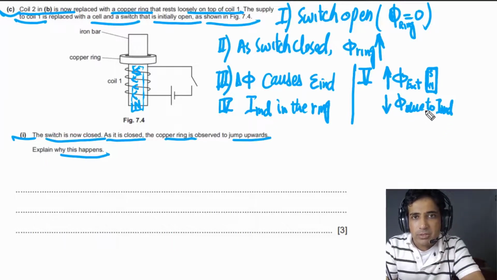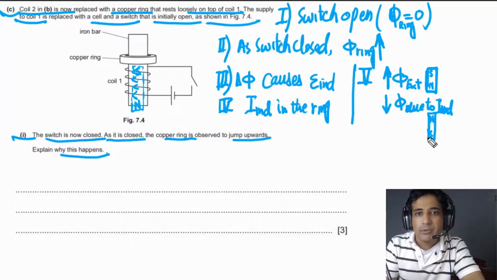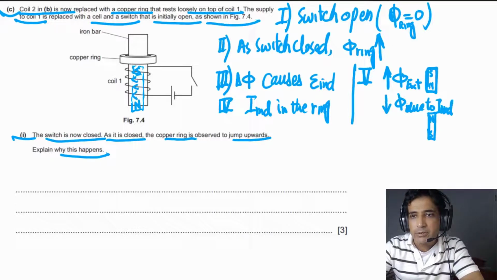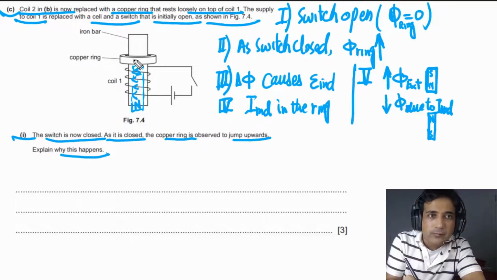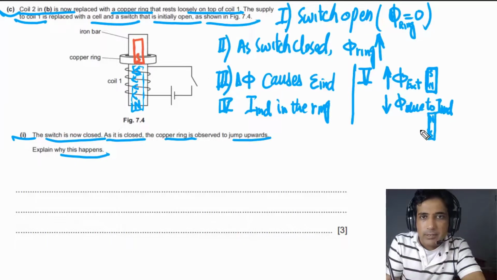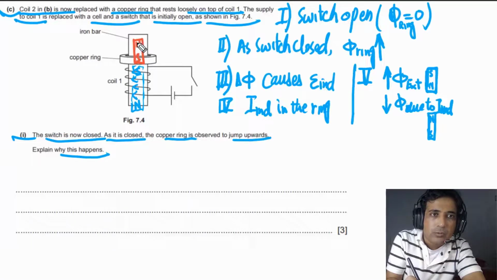Now in this case, the magnetic flux induced due to induced current has to be in the opposite direction. So it will create its own magnetic field that will have south at the bottom and north at the top. So I will redraw here so you can see what is going on. Current flowing in this ring has its own magnetic field that has south pole at the bottom and north pole at the top.